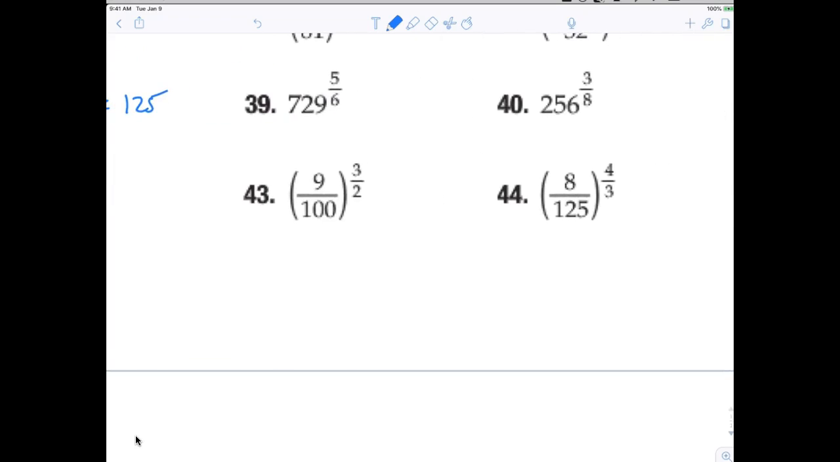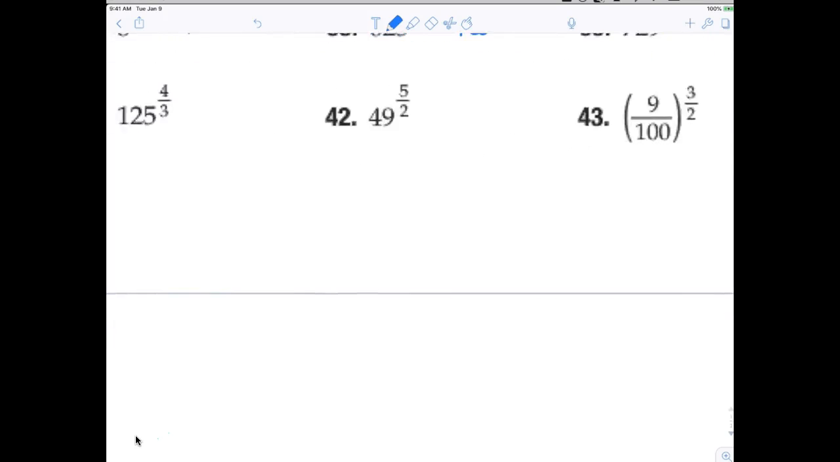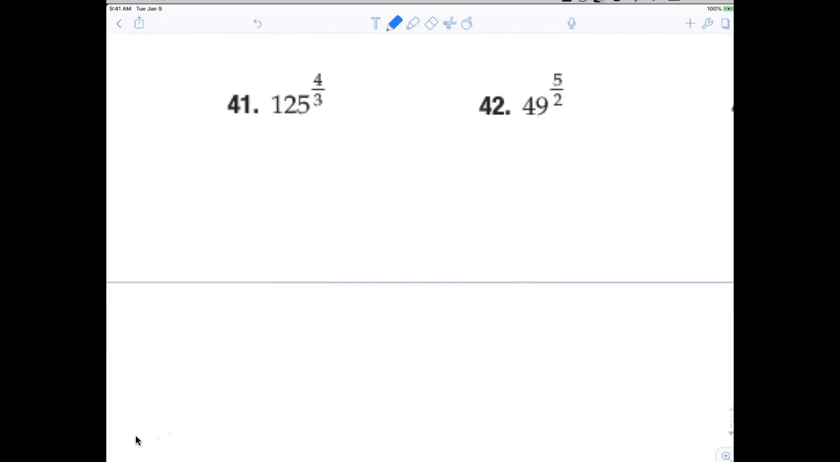Caroline, 39. 243. Anybody having issues with that? 243. All right, Connor, number 40. Isn't that 1.5? Number 40. 256 to the 3/8 power. Oh, it's 8. My bad. 41. 41 was 625. Thank you.